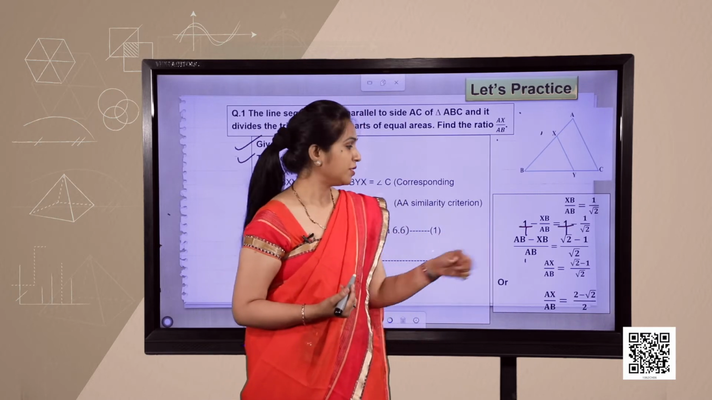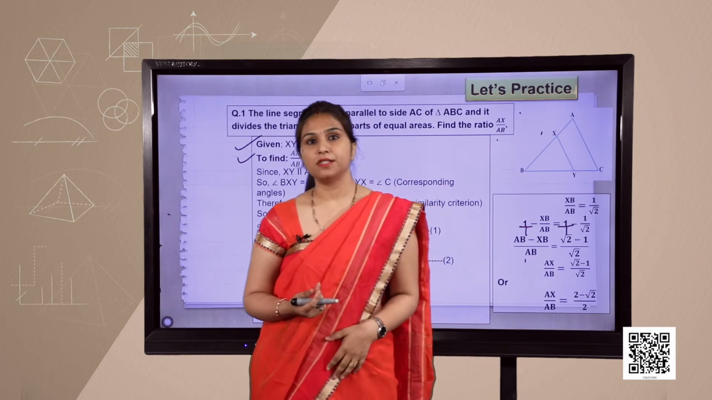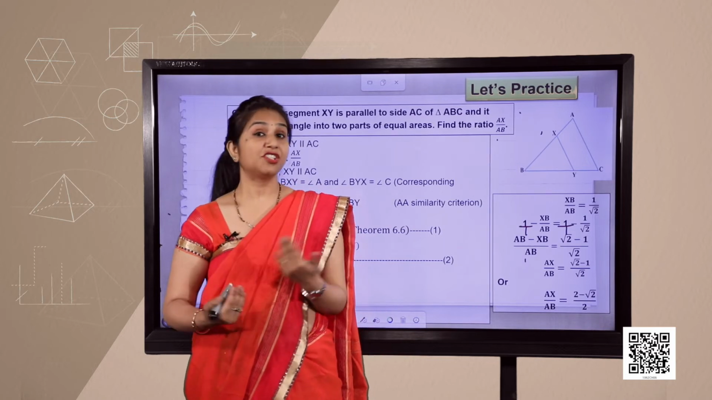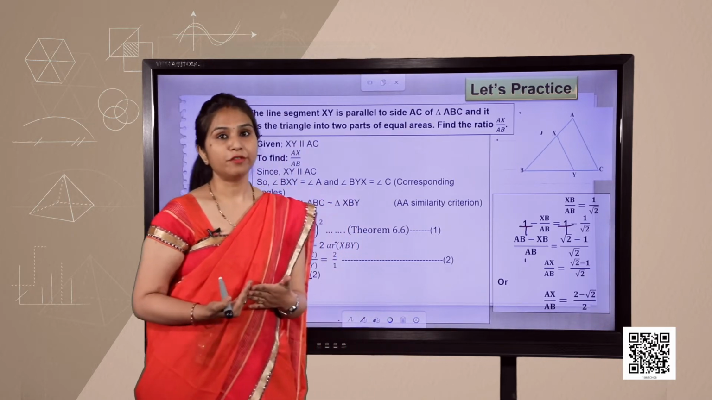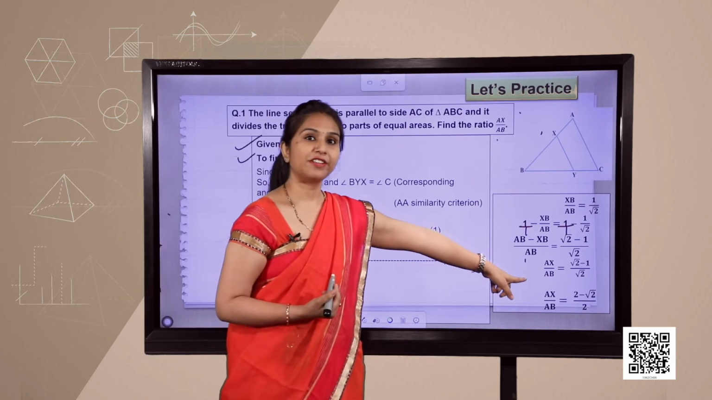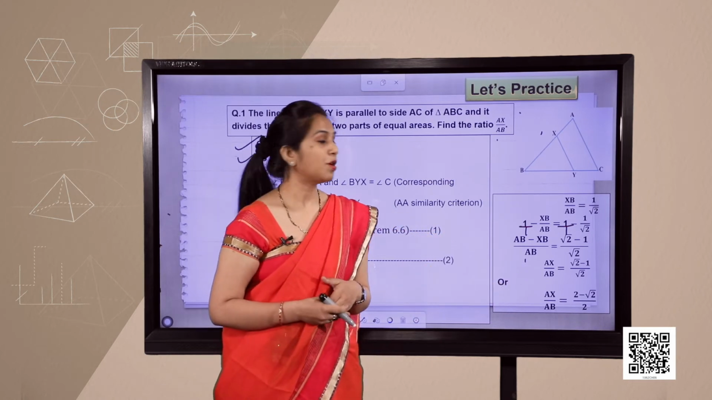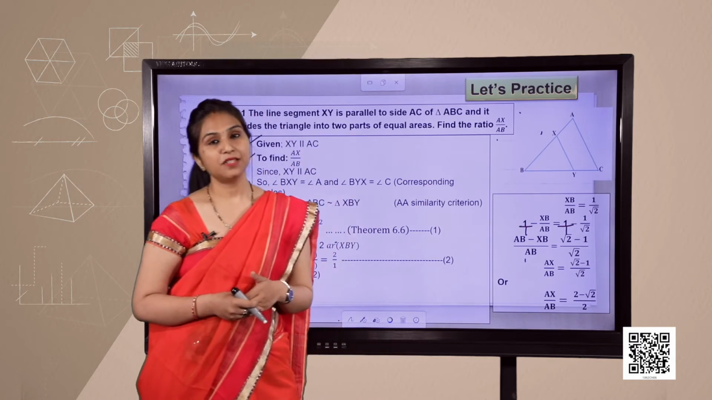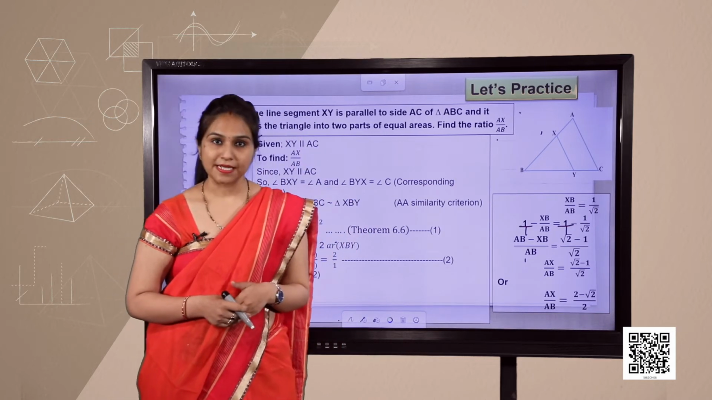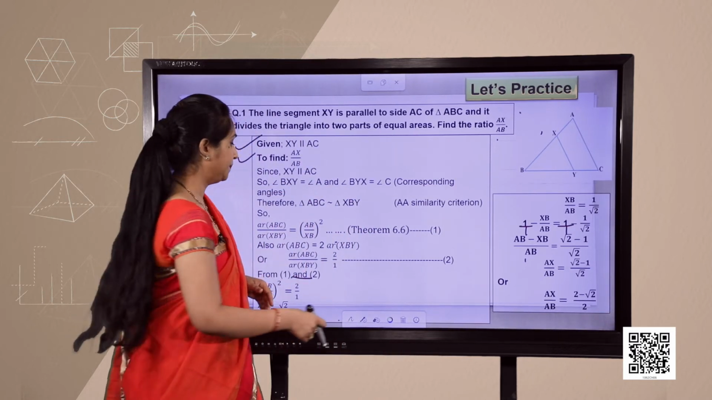Or if you want, you have root 2 in the denominator. Children, you have learned how to rationalize the denominator. So, that is your wish. In the next step, if you want, you can rationalize this root 2. So, your answer will become 2 minus root 2 upon 2. This is the first example. Now, let us start the second example.